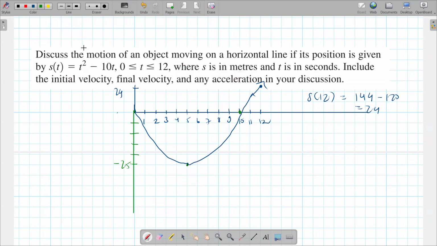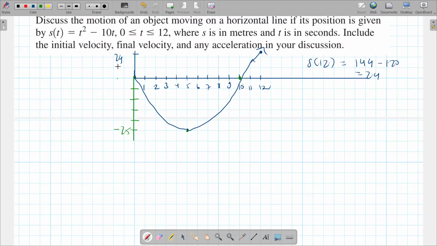Now, what's the question actually asking us? Describe the motion of an object. Right now we have a displacement time graph, probably displacement because they have the letter S. We need to turn this into a velocity time graph. And remember, we only know certain things. At time 5, what's the velocity? In other words, what's the slope of the tangent at time 5? It's 0. So we know the object is going to come to a stop at time 5.